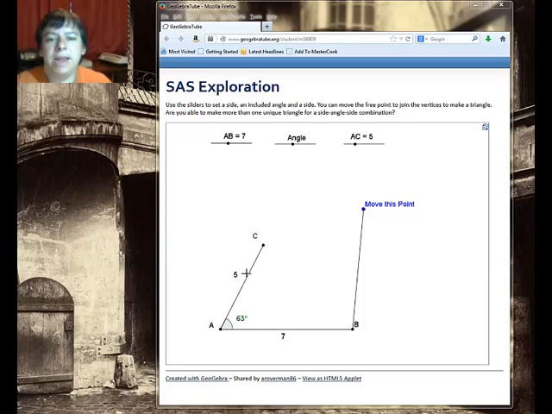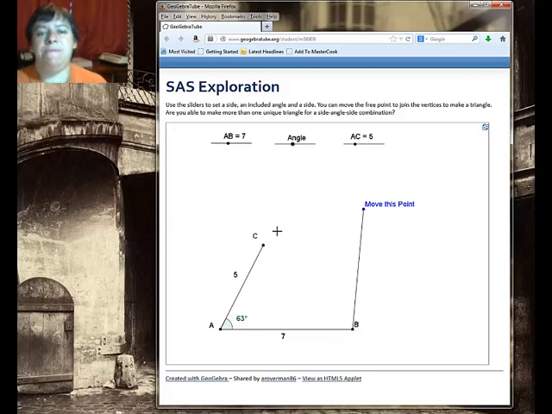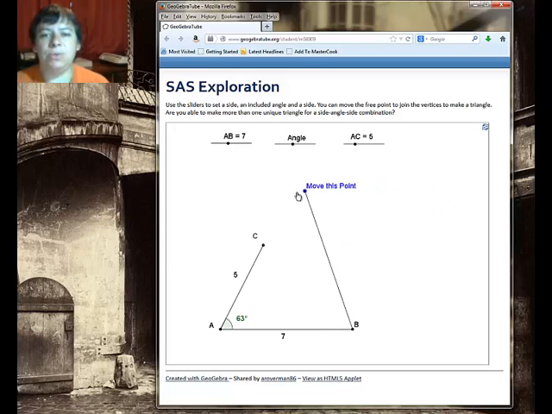Now we're looking at the side, angle, side combination. So I have the slider so I can set the length of AB. AB here is 7. AC is 5. And the angle I have it set at 63. I can keep moving it until it's an angle I want to play with. So I'll just leave it at 63. Because I have this side constrained, it has to be 5. This angle is constrained, it's now 63, and this side is 7. The only free side I have is this one.